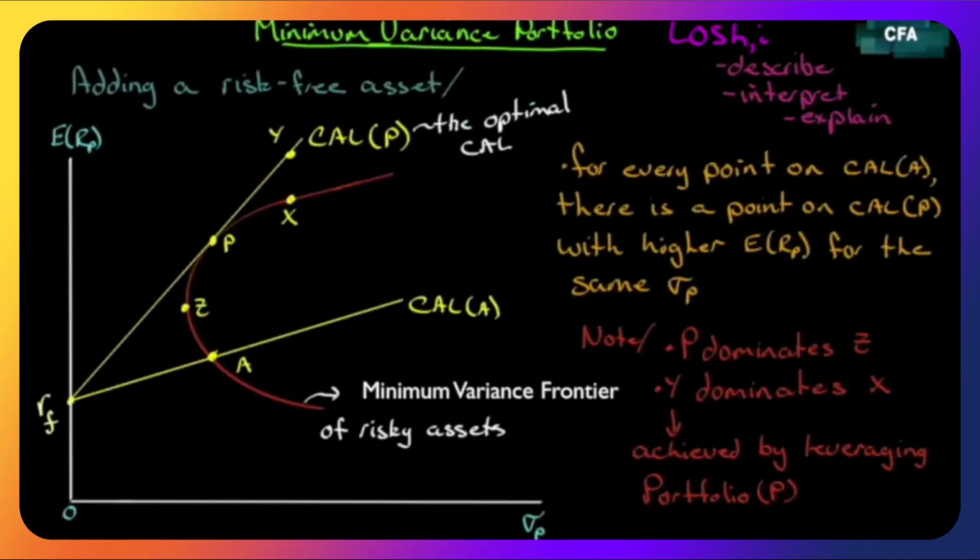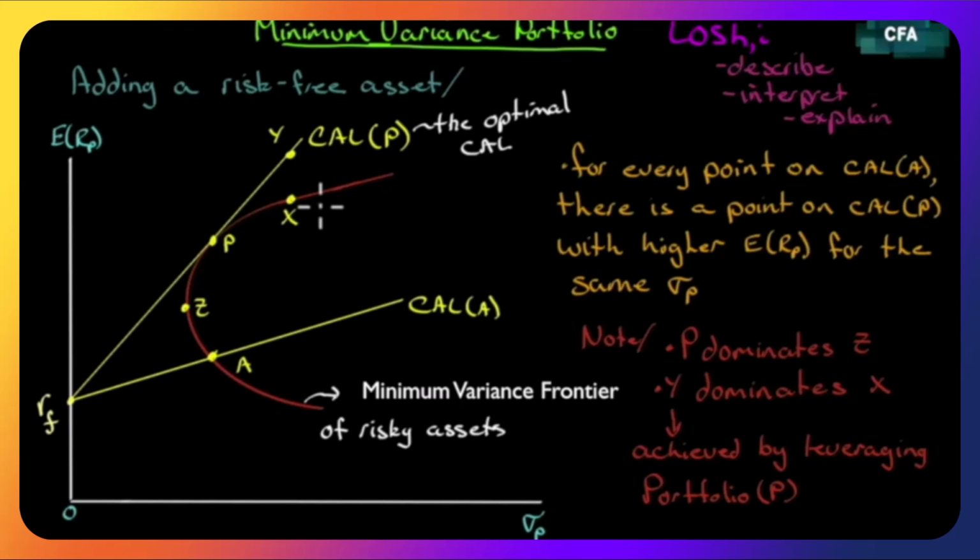All right, so let's add a risk-free asset. That's what we're going to do. We're going to add just a risk-free asset. Now, we still have the same minimum variance frontier that we had before. I've labeled point Z as the global minimum, and we know from Z on upwards, we're dealing with an efficient frontier, the Markowitz efficient frontier.